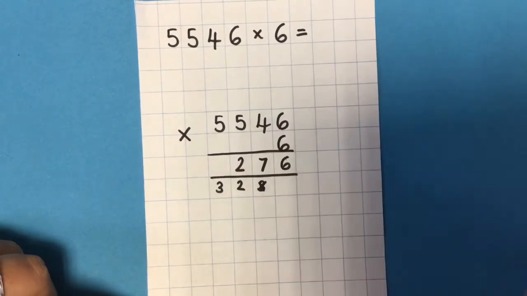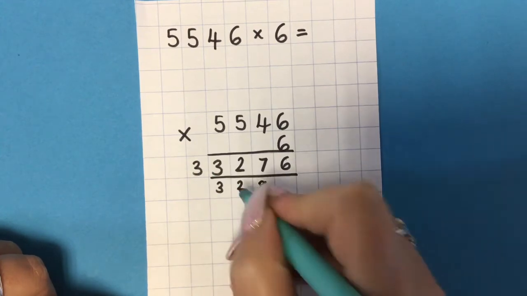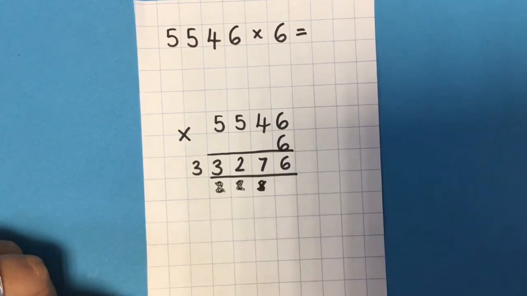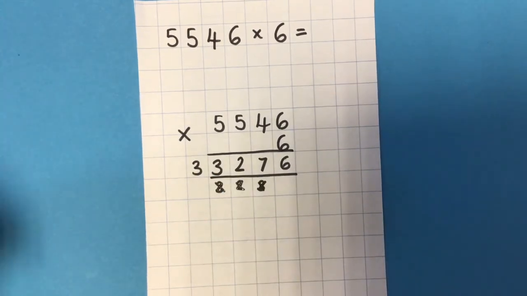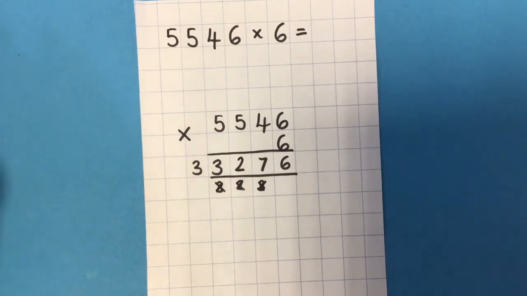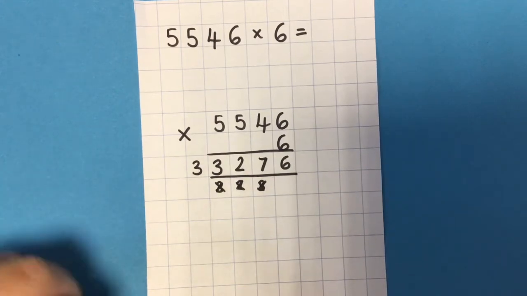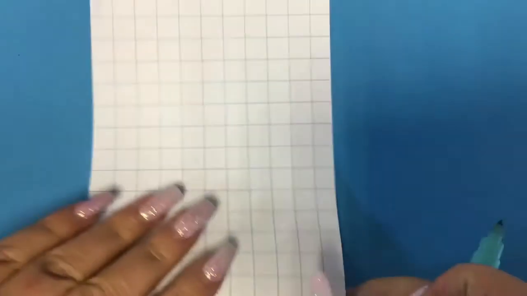And 6 times 5 again is 30. Add the 3 is 33. Crossing out those carried numbers. If you need to, you don't have to cross out those carried numbers. Okay, so our answer is 33,276. Okay.